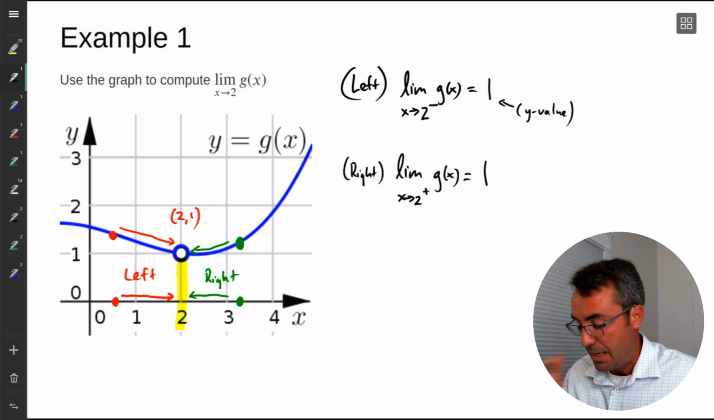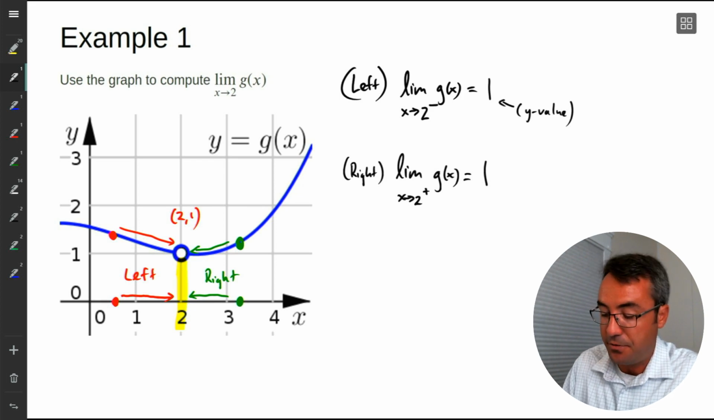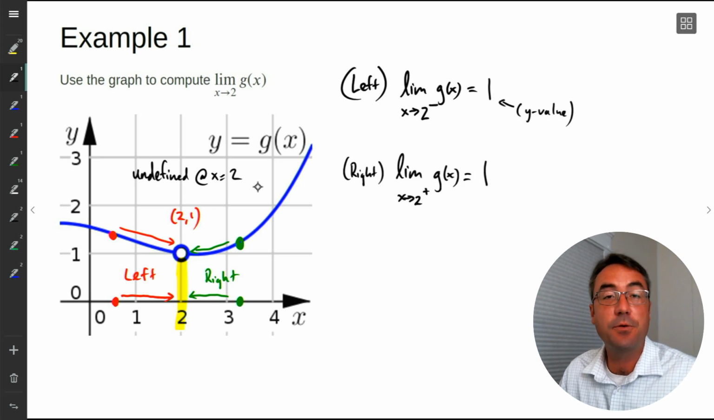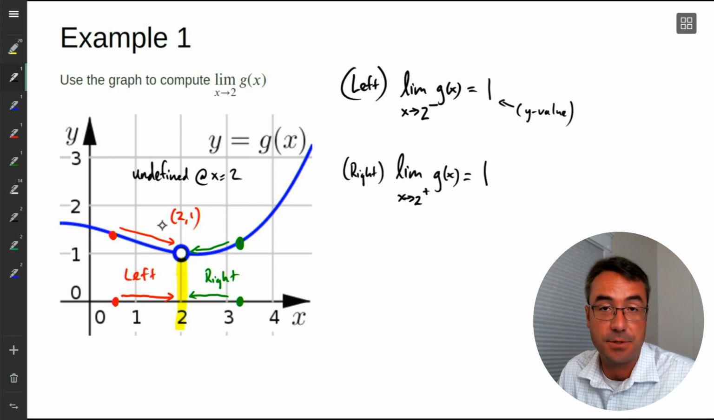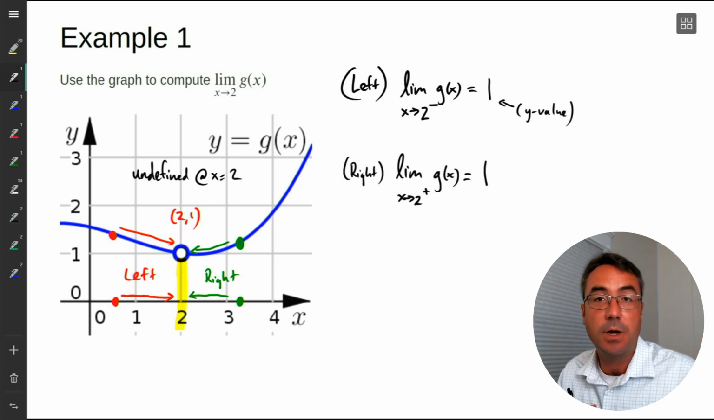All right. Now, one thing to note here is that this function is actually undefined at x equals 2. But that's perfectly okay. It doesn't matter what happens directly at x equals 2. We're only talking about what happens as we get closer to x equals 2 from either side. But the fact that this is undefined at x equals 2 doesn't matter when we're talking about limits.